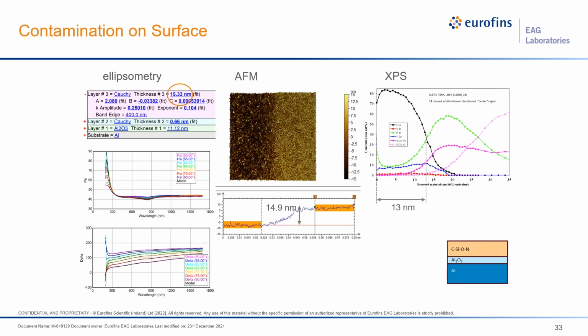Ellipsometry and XPS were measured on the contaminated area, whereas AFM measured the height increase at the edge of the contaminated area. Comparing the results, we see that ellipsometry determines a thickness of 15.33 nanometers, while the thicknesses determined using AFM and XPS were 14.9 and 13 nanometers respectively.